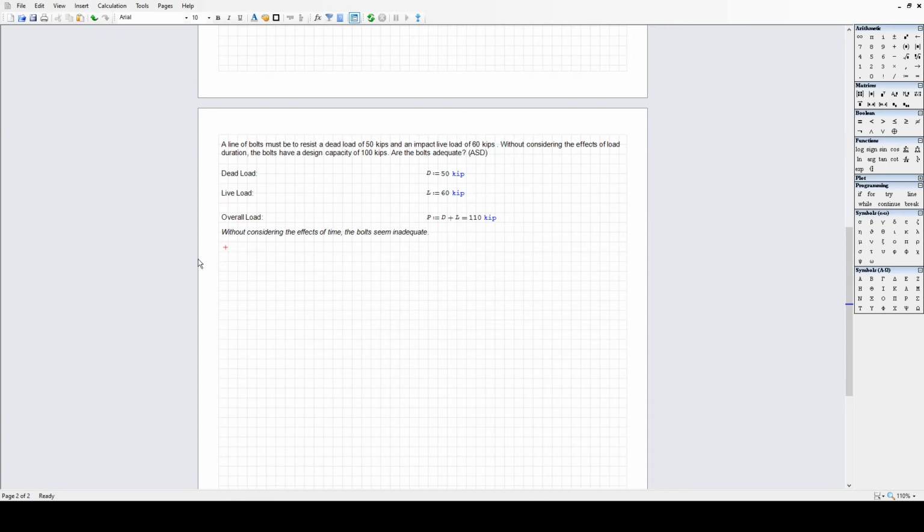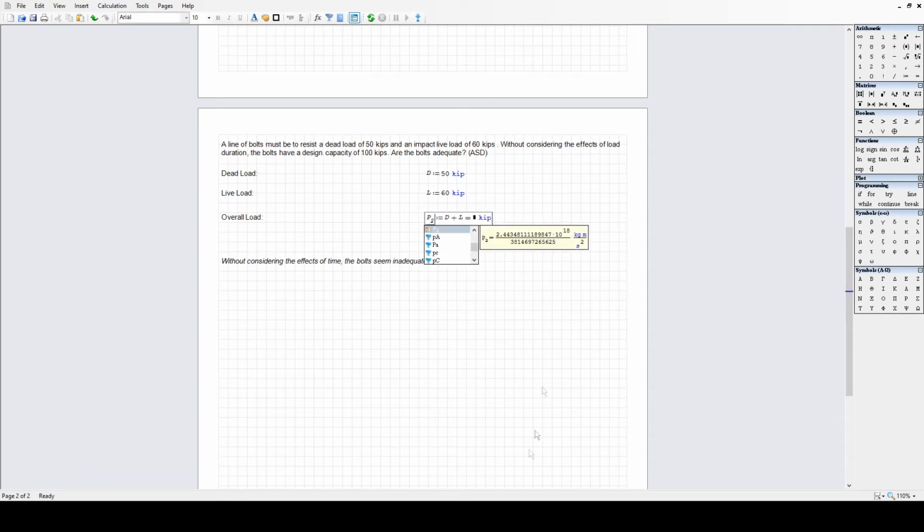Okay, so what we then need to do is, actually, you know what, if I wanted to really do this properly, I probably should split it up. And you'll see why, because that'll allow us to apply 2 different time duration factors. So I'm going to call this one P2, because that was the second ASD load combination, and P1 would just be the dead load. And that would equal that many newtons, or 50 kips, and of course that makes sense.